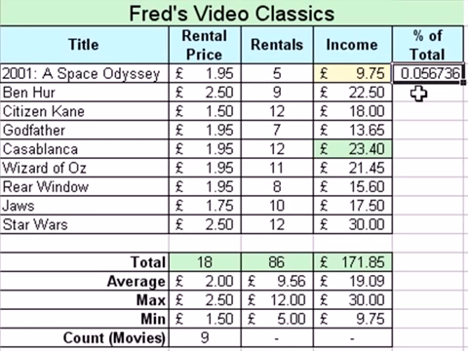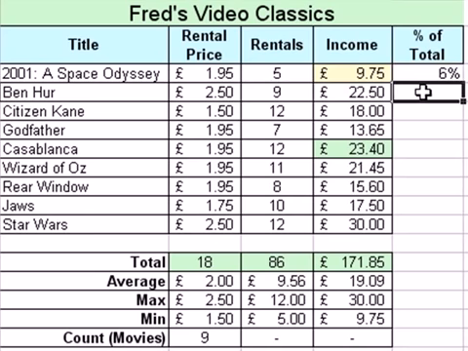We get a decimal value, 0.056736, which isn't very useful, but we can quickly convert that to a useful percentage value by clicking the percentage button, or the percentage style as they call it, on the toolbar there, and that gives us the result 6%. And that is all there is to it. I'll just run through that one more time.